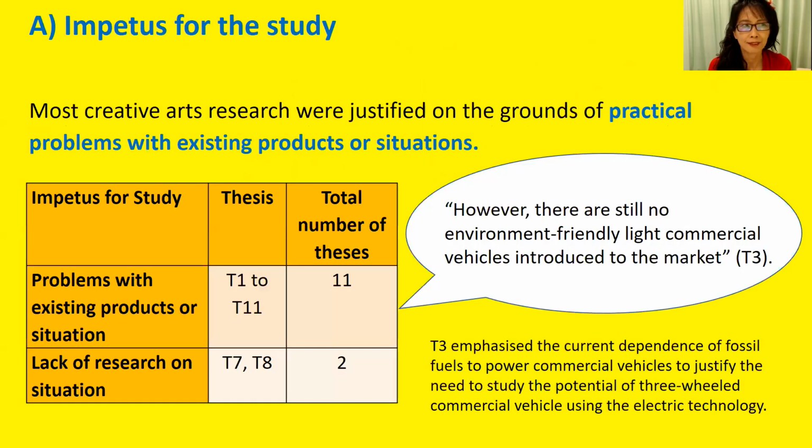Results and discussion. The first result is on the impetus for the study. Out of the 11 theses we studied, all of them justified the importance of their study based on practical problems with existing products or situations, which is why they wanted to do a new product design. Only two touch on the lack of research on the situation. Here, I have an example of how a student writes about the problems with existing products or situations. T3 says, "However, there are still no environmentally friendly light commercial vehicles introduced to the market."